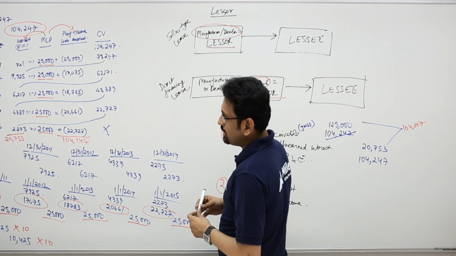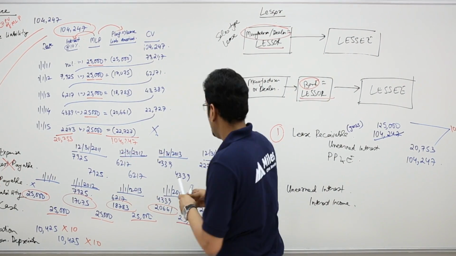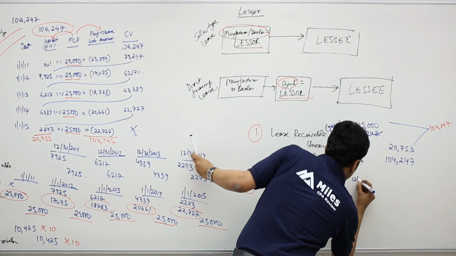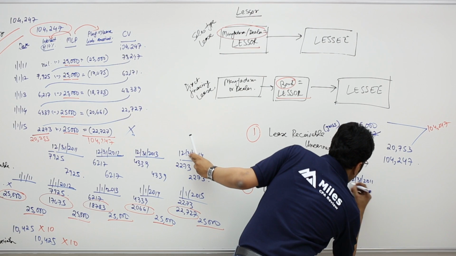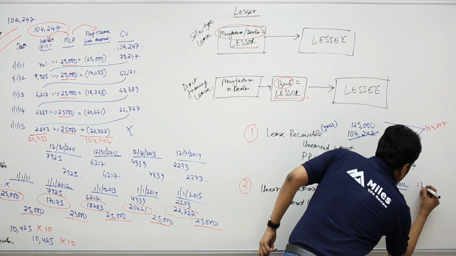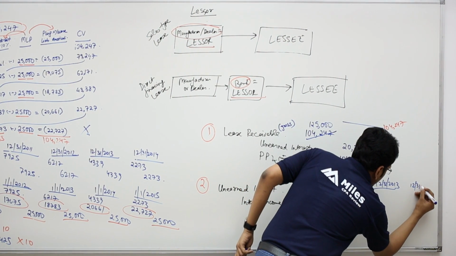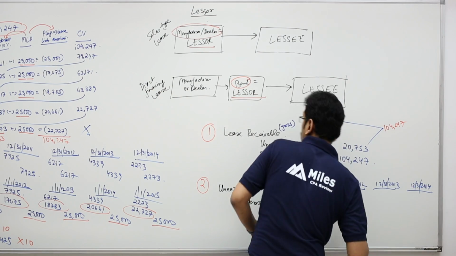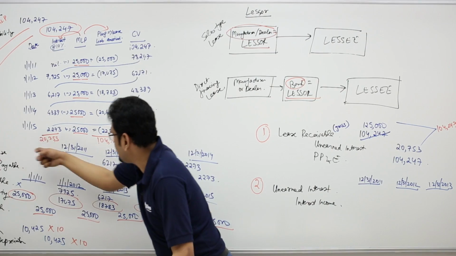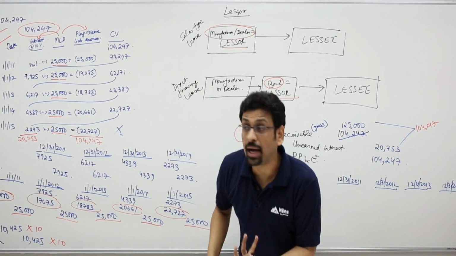So if you look at this journal entry here, end of 2011, 12, 13 and 14. So 12/31/2011, 12/31/2012, 12/31/2013 and 12/31/2014. So all these 4 years, the lessee has an interest expense. The lessor is going to have interest income.